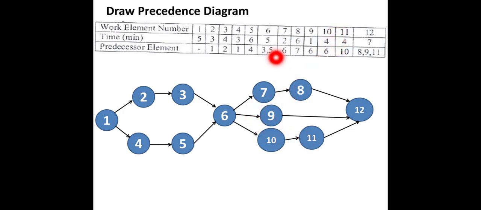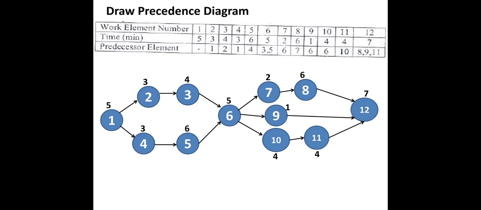From 9 there is no element in the predecessor element row. The combination of 8, 9, 11 is available. From this combination it goes to 12. So 8, 9, 11 it goes to 12. Okay. Hope you have understood this.